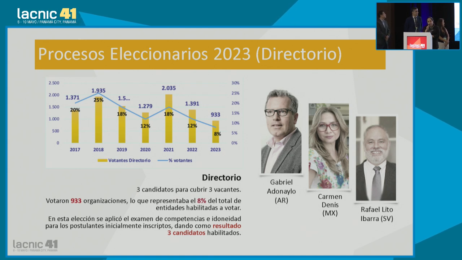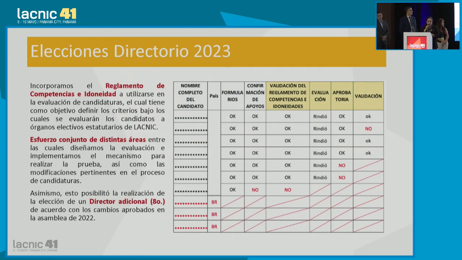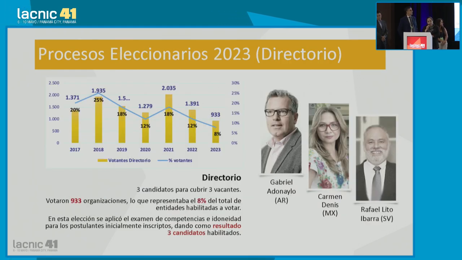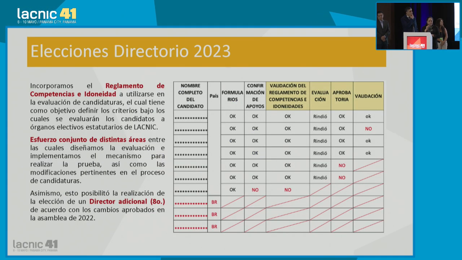We also had elections of the board. There were 3 vacancies that had to be covered, and 933 organizations voted in those elections, accounting for 8% of the total number of entities allowed to vote. In this election, applicants had to go through a competency and adequacy examination, and at the end there were three candidates that were accepted, and the winners were Gabriel Adonailo, Carmen Dennis from Mexico, and Rafael Ibarra from El Salvador.